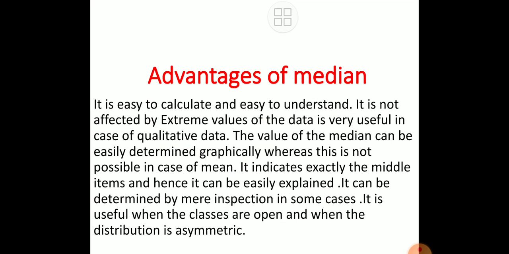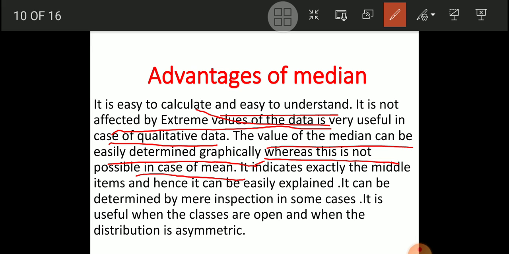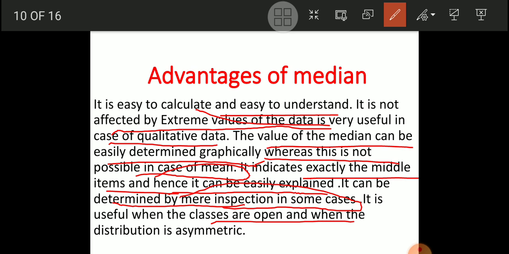Now, advantages of the median. It is easy to calculate and easy to understand. It is not affected by extreme values of the data. It is very useful in the case of qualitative data. The value of the median can be easily determined graphically, whereas this is not possible in the case of the mean. The most important thing is that it indicates exactly the middle item and hence it can be easily explained. It can be determined by mere inspection. It is useful when the classes are open and when the distribution is asymmetric, then also it is possible to give the median value.